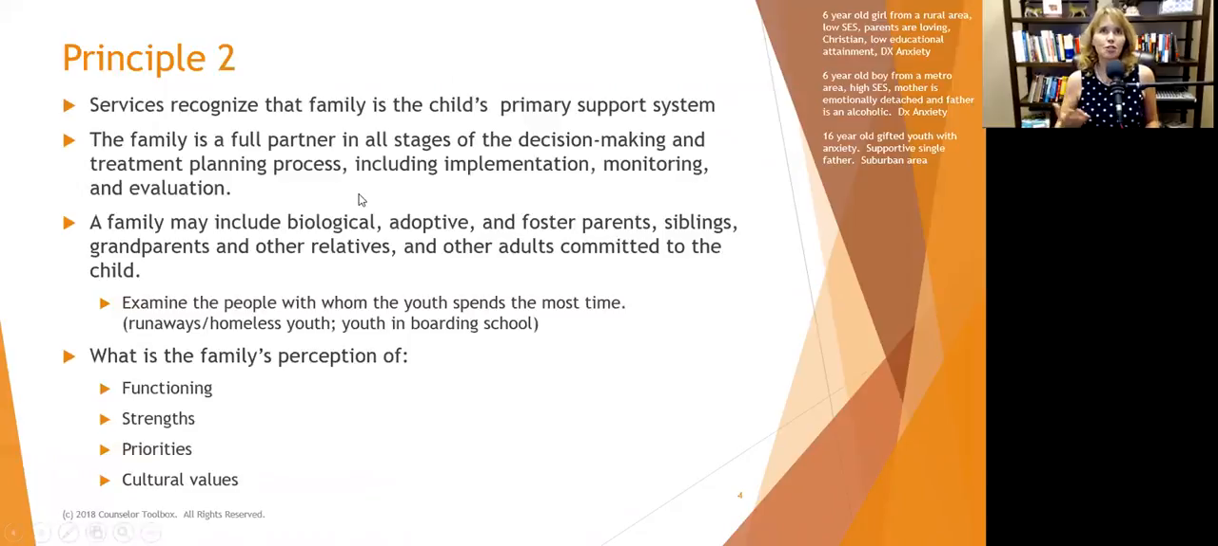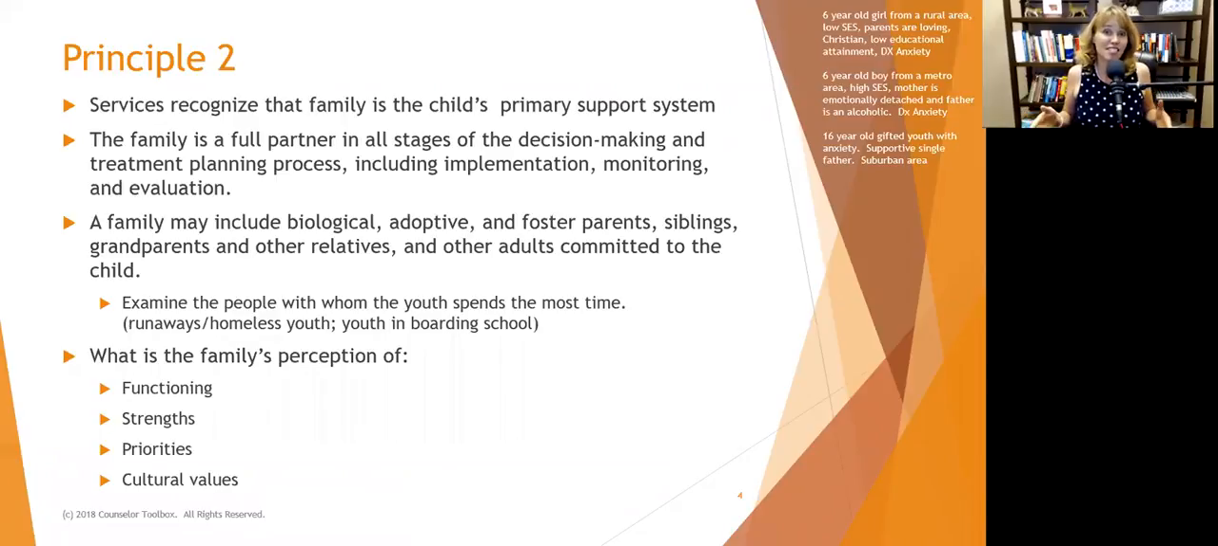So principle 2, services recognize that the family is the child's primary support system. The family is a full partner in all stages of the decision-making and treatment planning process, including implementation, monitoring, and evaluation. So what does that look like? Well, it depends on the family. For the 16-year-old gifted student who has a single father, that father is not going to be able to stay home and do check sheets all day long. It's just not going to happen.